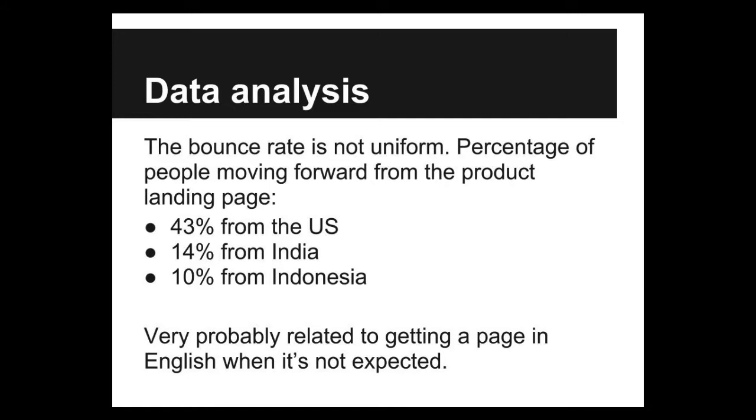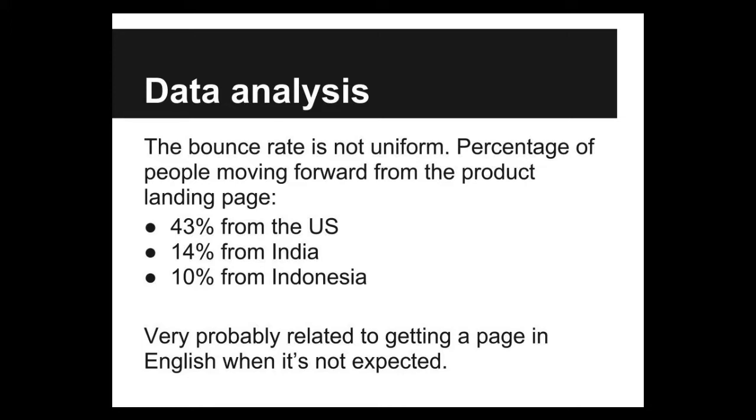So 43% from the United States click through. Because we are exceptional. If you heard it from Obama, we are. Exactly. Apparently, because as you can see, the CTR from India is 14%. And the CTR from Indonesia is 10%. So why is that?